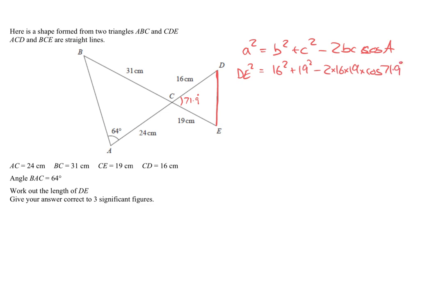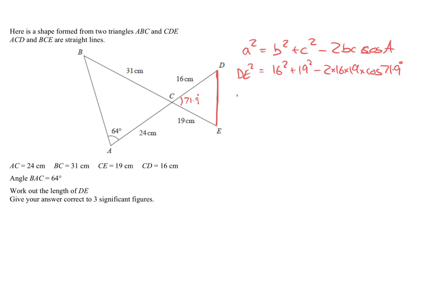As a point of note, it matters not which side you call B and which side you call C. I could have put 19 squared and then 16 squared. It wouldn't make any difference because you can see the expression, it would come out to be the same. So here I just have an expression. I can put all of that into my calculator. Be careful when you do that. You might want to do it in steps.